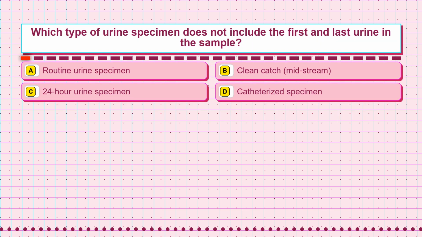Question 69. Which type of urine specimen does not include the first and last urine in the sample? Option A, a routine urine specimen. Option B, clean catch, midstream. Option C, 24-hour urine specimen. Option D, catheterized specimen.